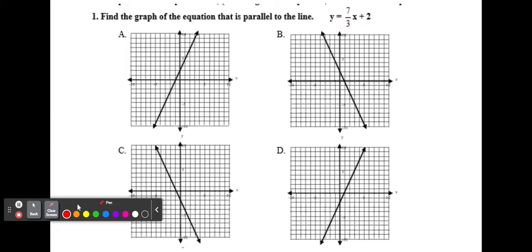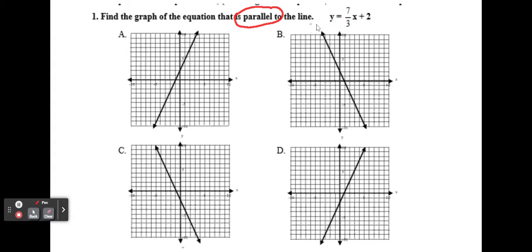All right, so first we've got number 1, which was: find the graph of the equation that is parallel to this line. We think that most of you skipped this word parallel completely and you just graphed this line, because a lot of people miss this question.